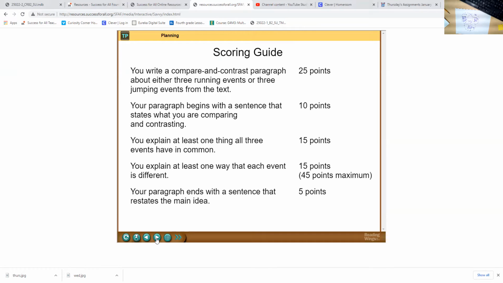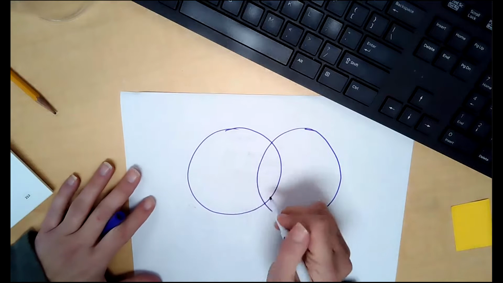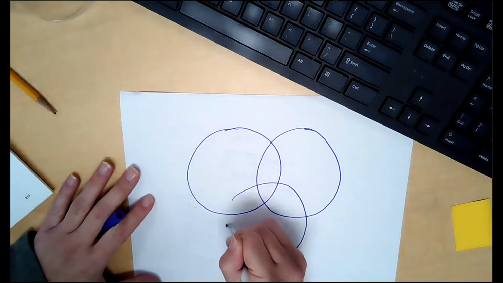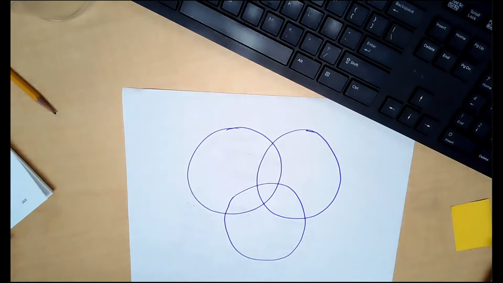Okay, so before we begin writing, it is important that we plan out our writing. So what I want you to do is to go ahead and draw your 3 circles. Remember, you're going to do your first 2, and they're going to overlap each other, and then that last one just needs to make sure it goes through the other 2.